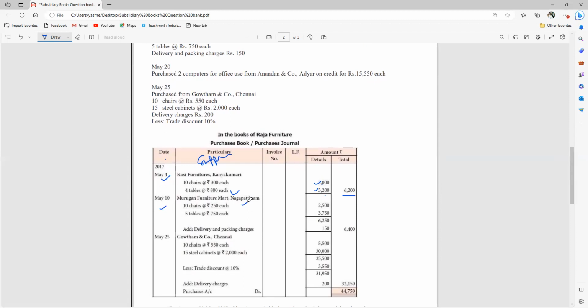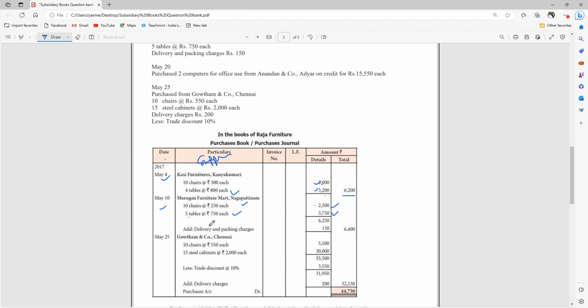Murugan Furniture Mart, Nagapattinam. Okay, what did we purchase? 10 chairs at rupees 250. 10 into 250 is 2500 rupees. Next, we also purchase 5 tables at rupees 750 each. That is 5 into 750, that is 3750. The total of these two is 6250.